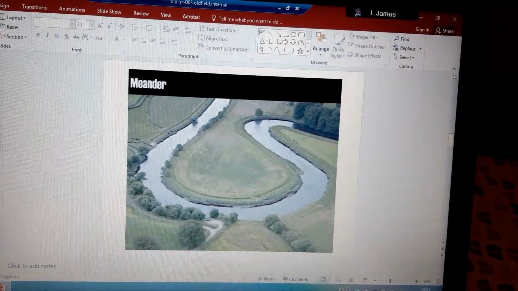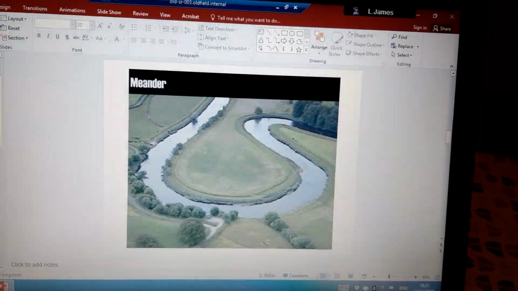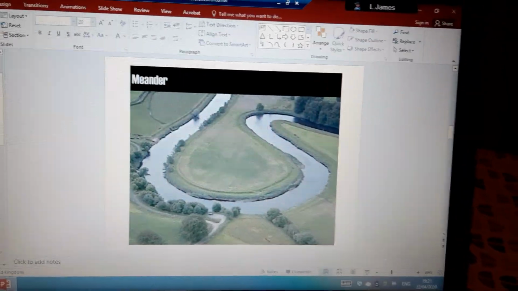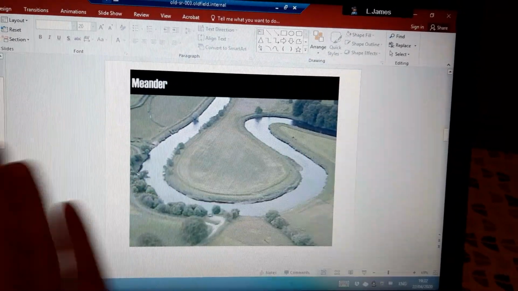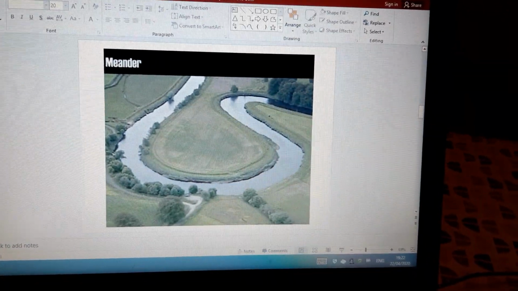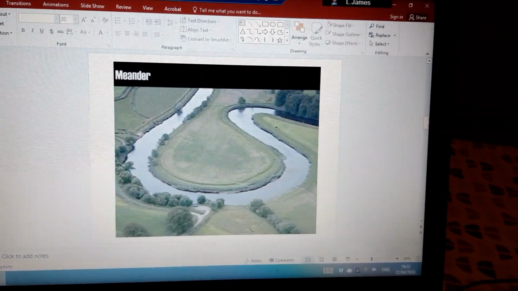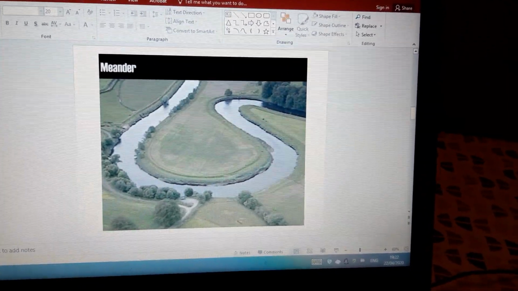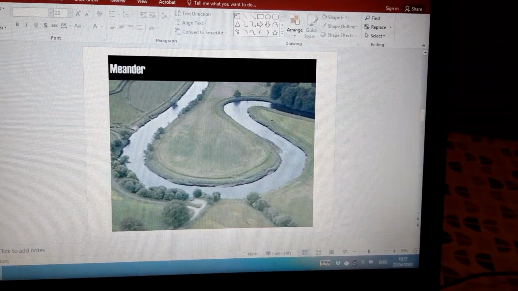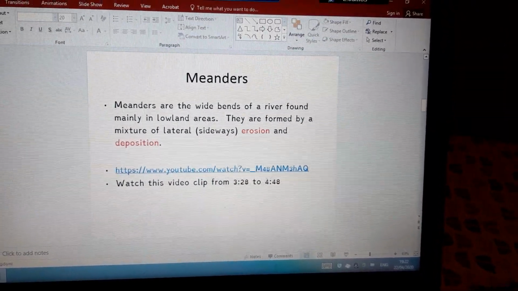They're caused by a mixture of two processes: erosion, and it's lateral erosion taking place here. That's the sideways erosion, and that's what causes the river to move sideways across the land. The other process going on is deposition, where the material that the river is carrying gets dropped off along its route.